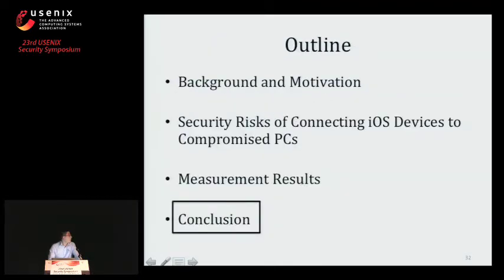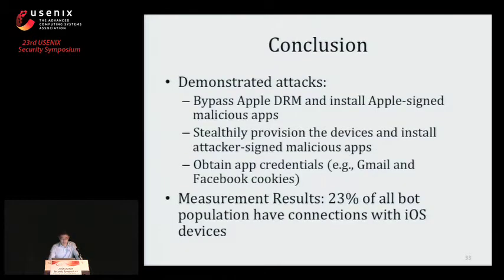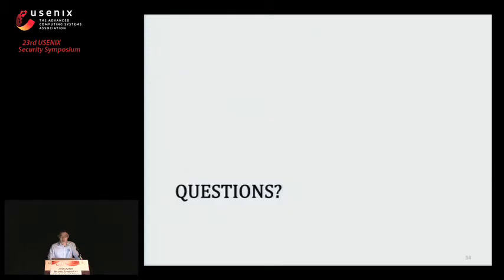Now let me quickly conclude the talk. Basically, we demonstrate 3 attacks. The first attack is that we can bypass Apple DRM and install any Jekyll apps. The second is that we can provision the device and install any attacker-signed malicious apps. And the computer can also be used to steal app credentials. Our measurement shows that 23% of the botnet population have connections with iOS devices. I'm glad to answer your questions. Thank you.